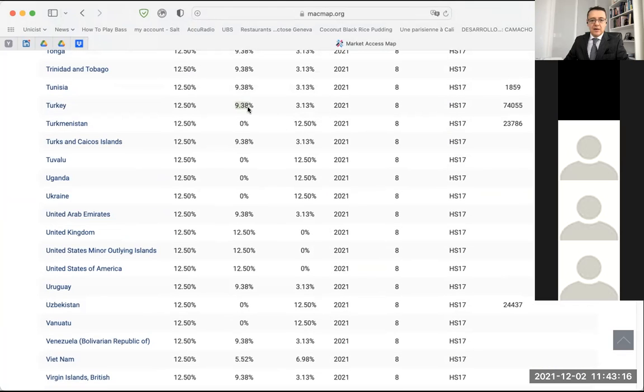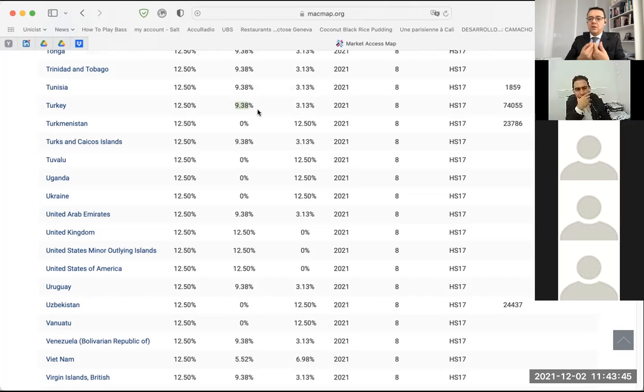Turkey has a tariff of 9.38%. So we do have a 9.38% difference vis-a-vis them because we pay zero, they pay 9.38%. So we have almost a 10% value advantage vis-a-vis Turkey. Yes, I like that because now we know that when it comes to Russia, we compete in substantially favorable conditions. We have a tariff advantage in the Russian market vis-a-vis our main competitor, Turkey. Nice, like that.